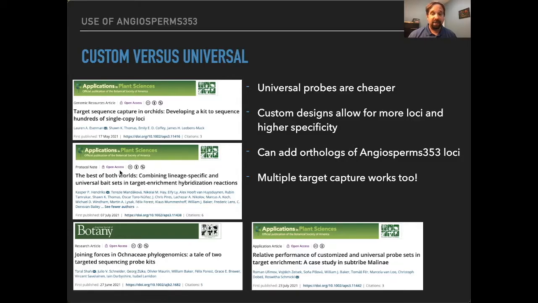This study by Hendricks et al. was also interesting because they took two different sets of probes, Angiosperms353 and a more custom kit, and just pooled the targeted products and got the best of both worlds.